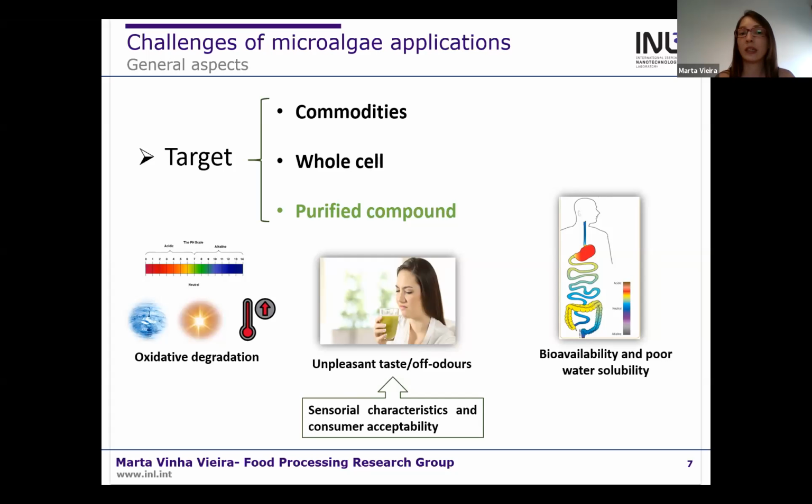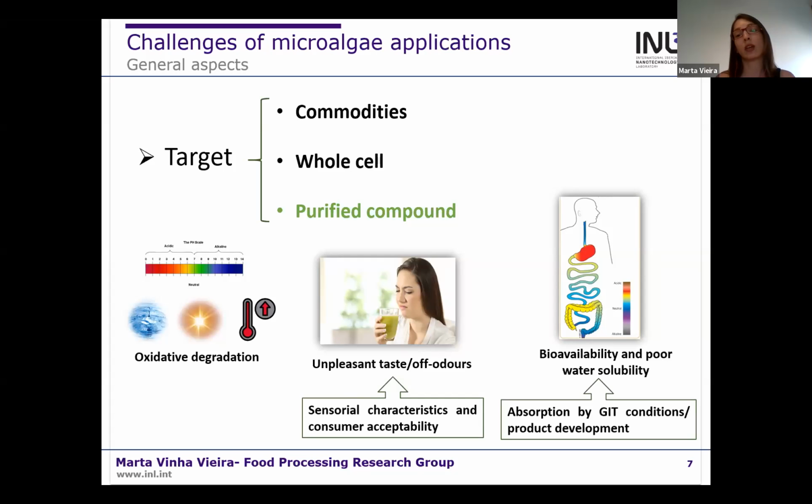Moreover, these purified products many times have low bioavailability and poor water solubility. The absorption of these compounds can be hindered by the gastrointestinal conditions, because the pH of the stomach is very acid, so they can be degraded during this process. And also during product development, if we're going to incorporate a bioactive that has a different polarity from the food matrix, it can be a challenge.